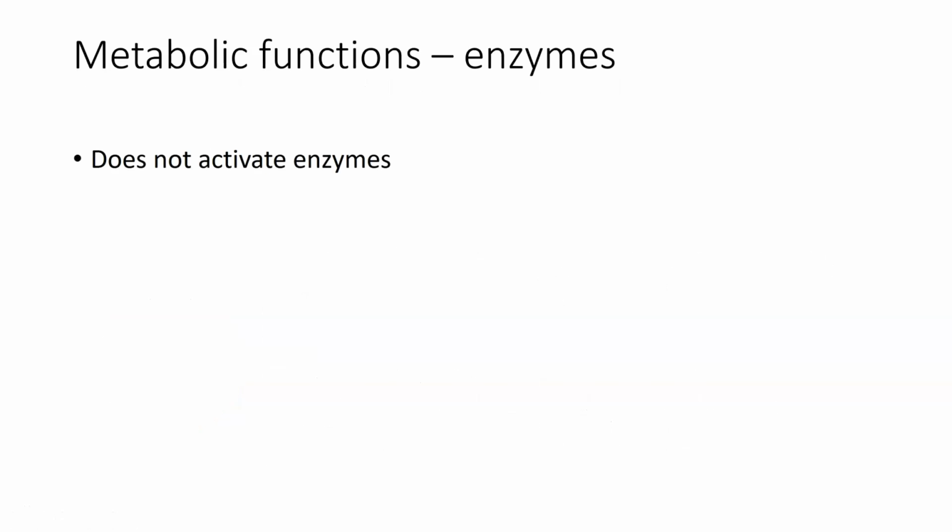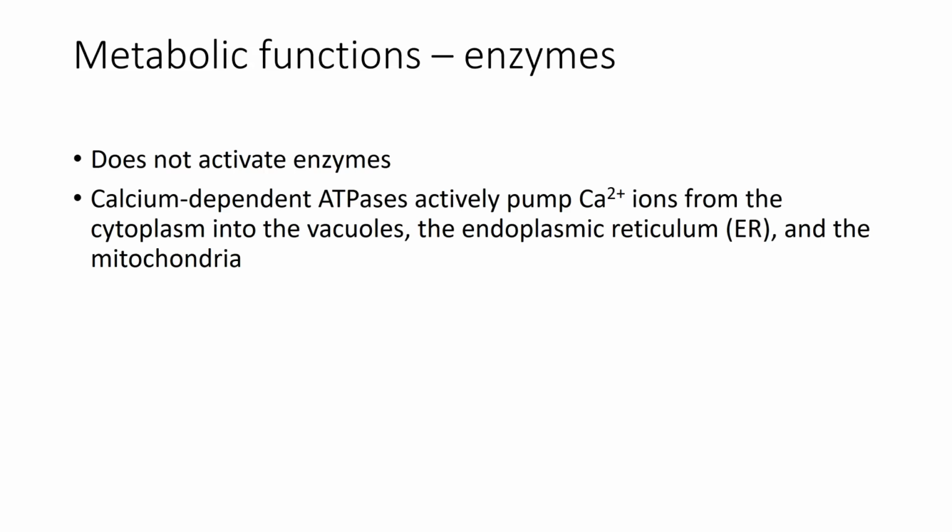On enzymes, most importantly, calcium doesn't activate enzymes. Other ions are important as far as enzyme activation. Calcium is not one of them. What calcium does, there are calcium-dependent ATPases that actively pump calcium ions from the cytoplasm into the vacuole, into the endoplasmic reticulum and into the mitochondria. That basically takes the calcium out of the cytoplasm. As you have it pumped out of the cytoplasm, that is good for the plant because, again, the same way it's a divalent cation, it can hold pectin together, it can pull other molecules in where we might not want them to be pulled in.